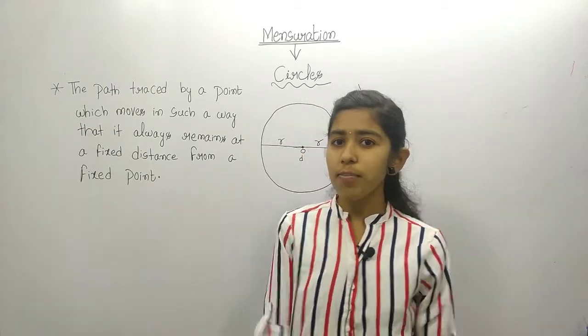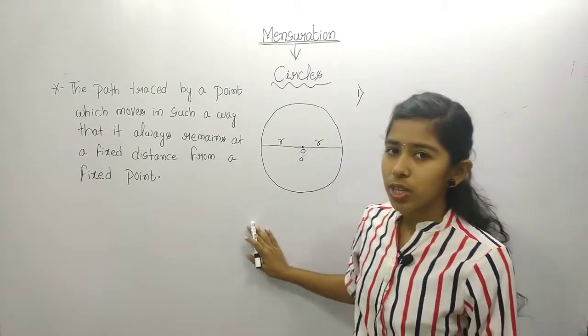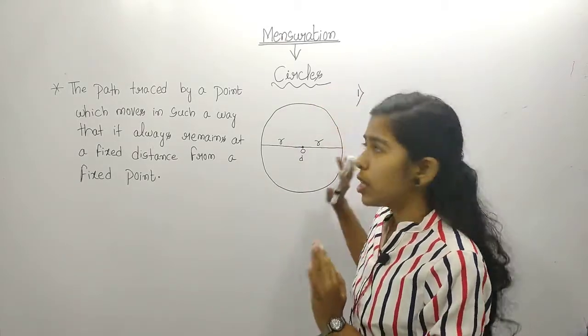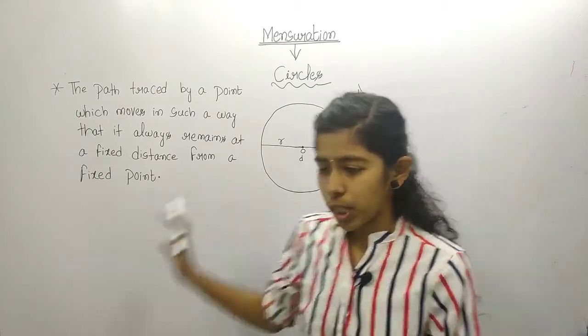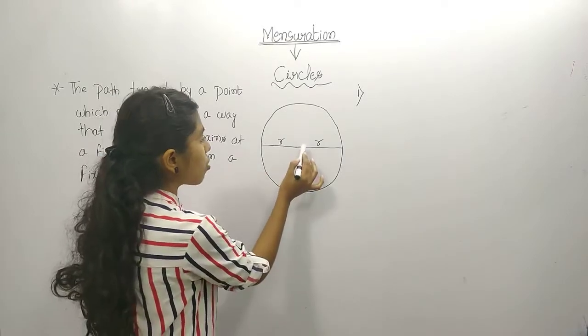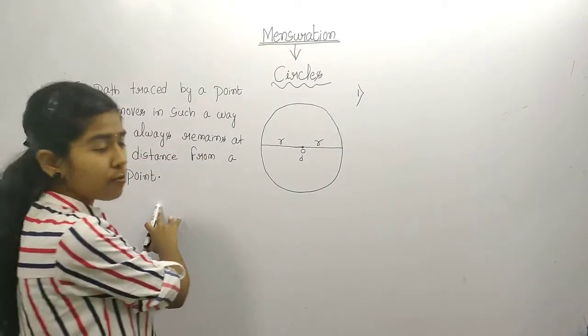So today we will learn about mensuration. In mensuration, our first class is about the circle. So let's see what a circle is first. You see, this is a circle, right? So what is the definition of a circle?